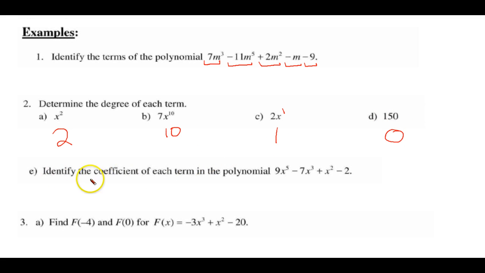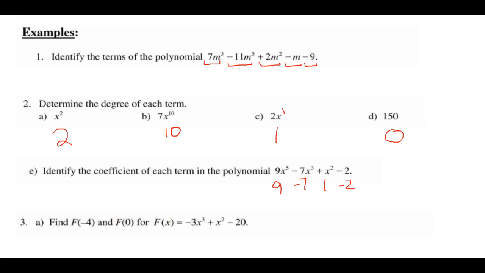Now they're asking us to identify the coefficient of each term. Well, here it's going to be a 9. For this term, it's a negative 7. For this term is a positive 1. And here there's only the coefficient, so negative 2.